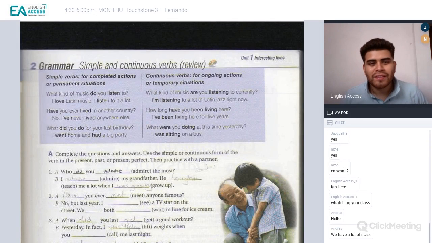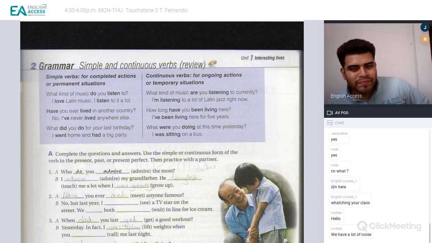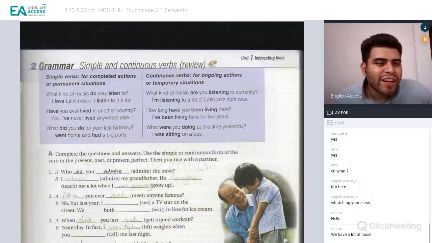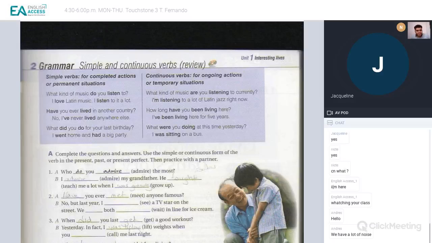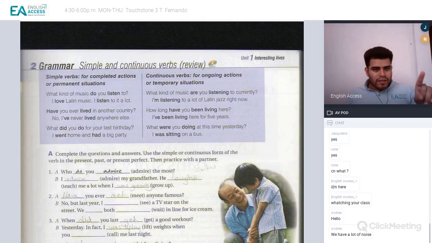Yes. All right. What kind of music do you listen to? I love Latin music. I listen to it a lot. Very good. Now, what tense is this? Simple. The simple what? Present. Simple present. Yes. Everything on the left is simple and everything on the right is continuous. The difference between simple and continuous is that simple is not with verb ing. Continuous has the verb ing.